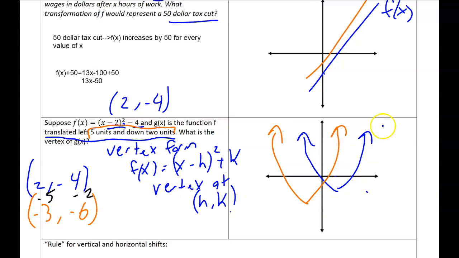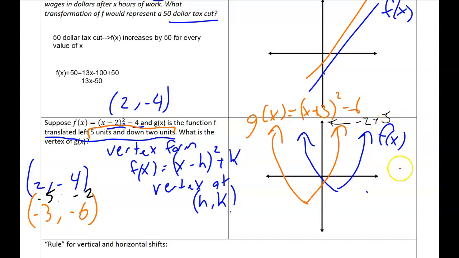Okay, so this was f of x, my blue curve, and then my new curve, so g of x, would be x plus 3 squared minus 6. So that's my new curve in orange there. Now, notice what happened here for my horizontal shift. Even though I subtracted 5 from my vertex, I added 5 in my actual equation, right? So this negative 3 was negative 2 minus 5, and that's my left shift.